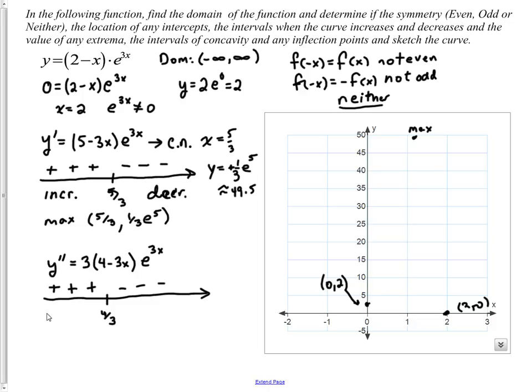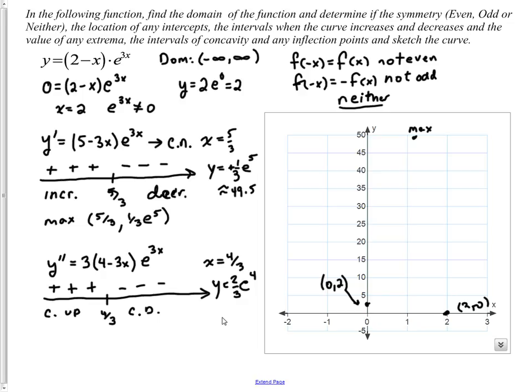So that means that we're going to have a shape that is concave up when it is to the left, and it's going to be concave down when it is to the right of 4/3. Now, we need to find where that point of inflection is. So we again substitute in x equals 4/3 into our original function to find the y value that goes with it. In this case, we would find the y value to be at 2/3 of e to the 4th.